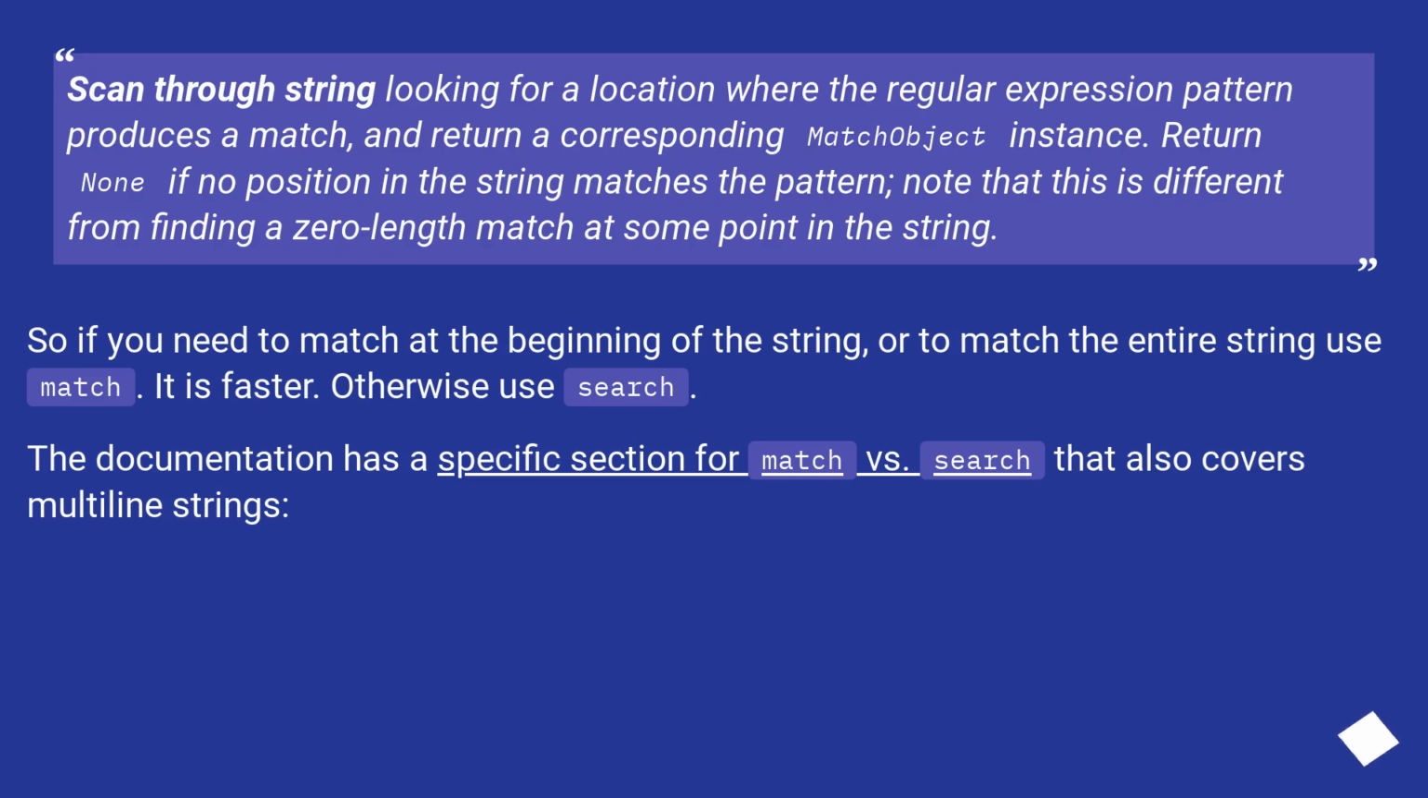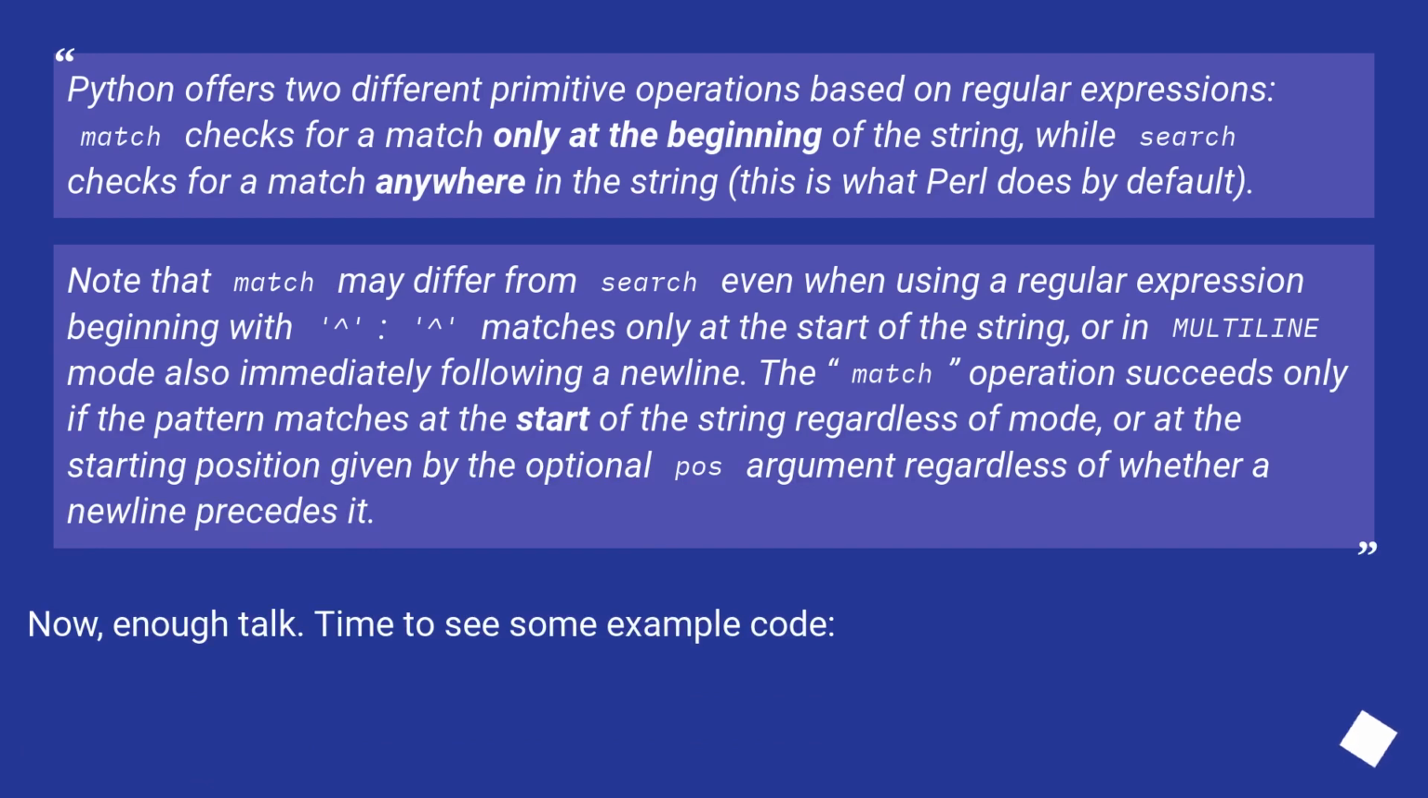The documentation has a specific section for match versus search that also covers multi-line strings. Python offers two different primitive operations based on regular expressions. Match checks for a match only at the beginning of the string, while search checks for a match anywhere in the string. This is what Perl does by default.